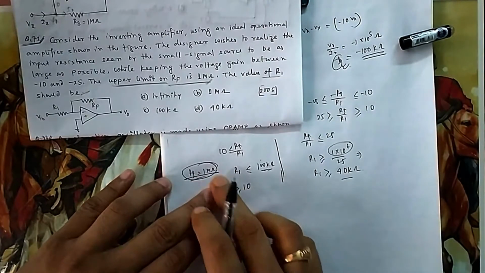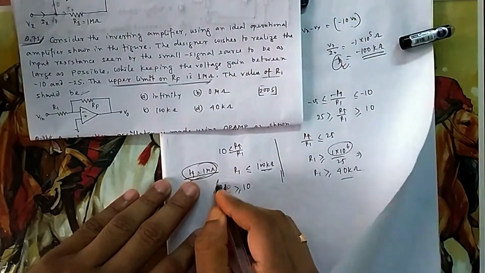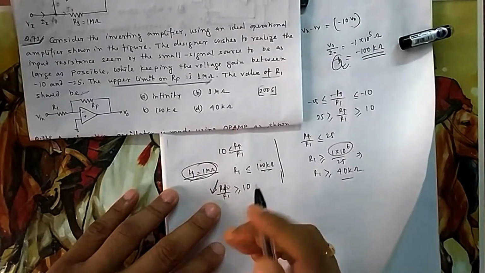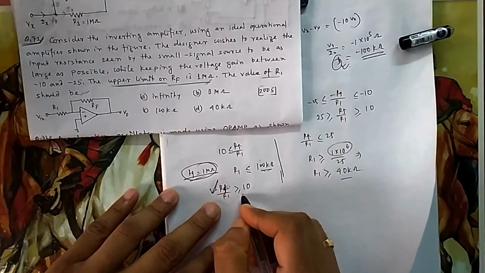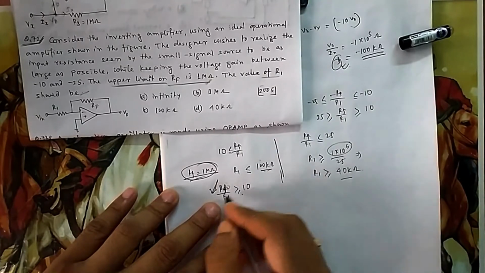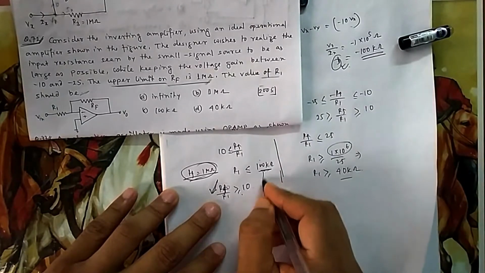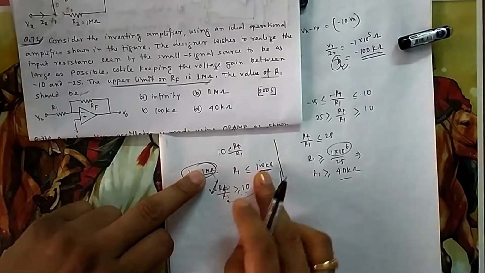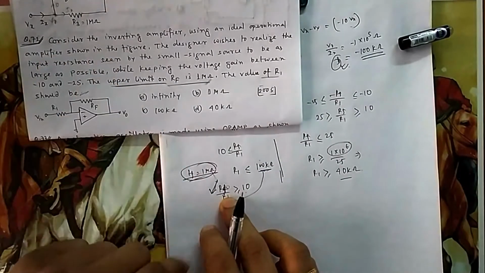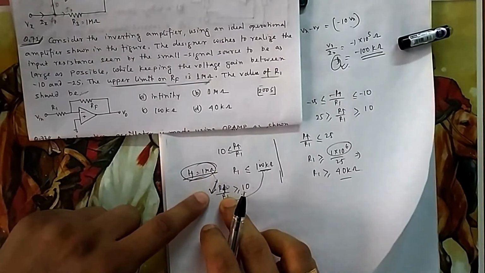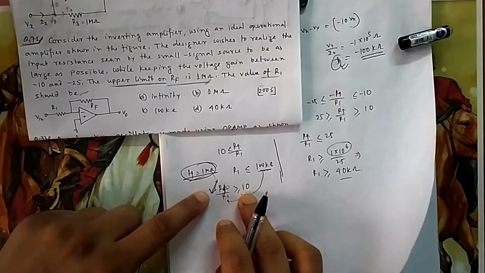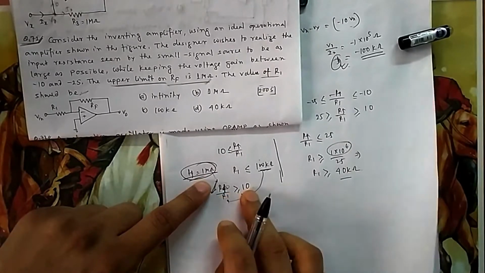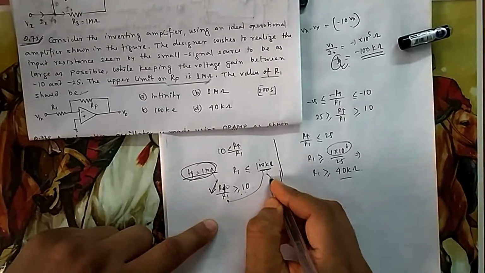Now because 1 mega is the maximum value, RF can come down, RF cannot go up. If it comes down, then the value will get reduced. Suppose I have done it for 100 kilo ohm, for 1 mega it is 10. Now R1 is fixed at 100, which you have given as the answer. So if you reduce RF, then the value will not stay at 10. It will come down, but your requirement says it should be greater than or equal to 10. So that means this cannot be.